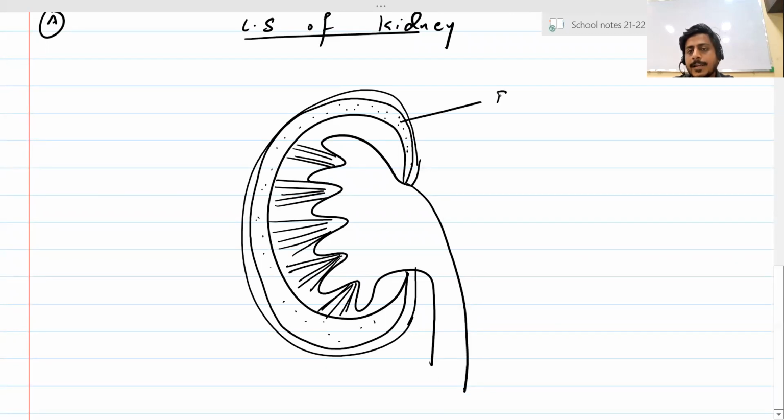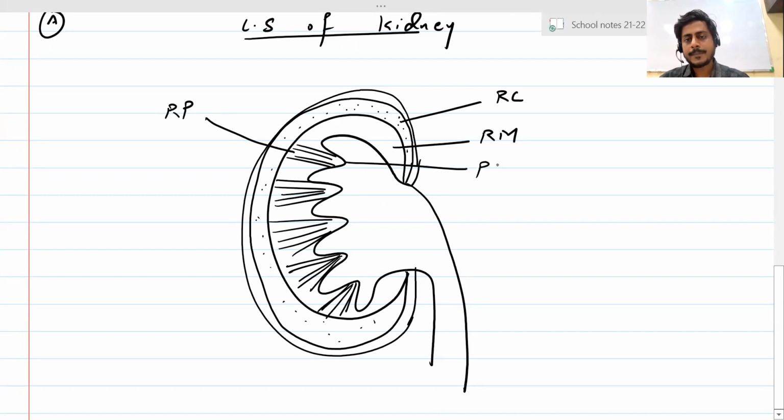So this is renal cortex. This is renal medulla. So there are two regions to the kidney, the cortex and the medulla. This is the renal pyramid. The tip of the renal pyramid is called papilla. This is the broad expanded funnel-shaped pelvis leading down to this structure which is called ureter.